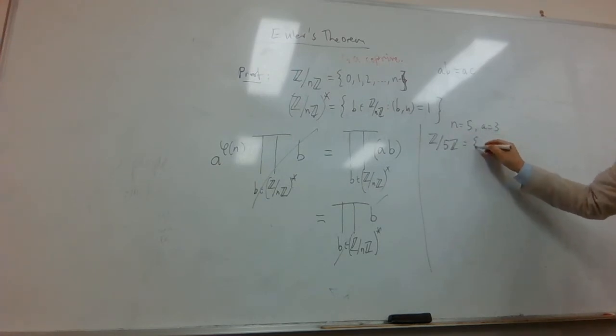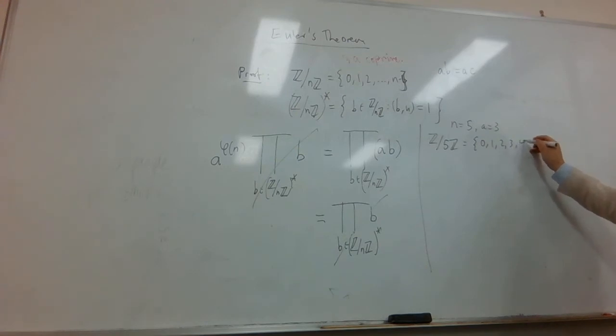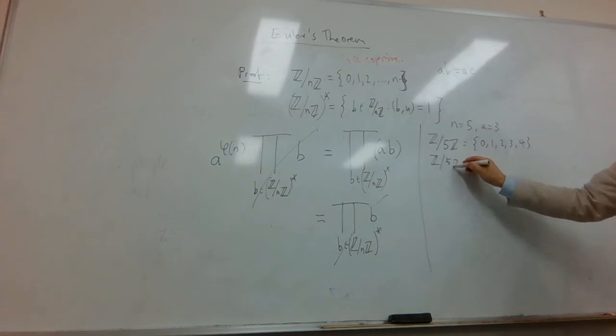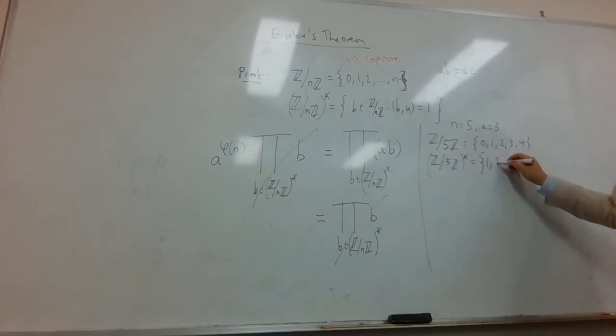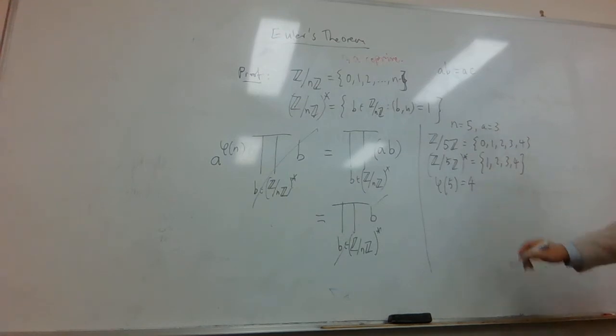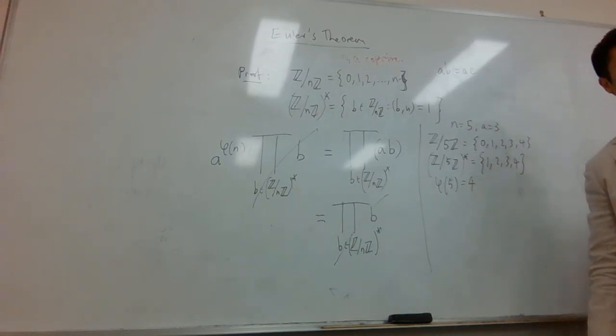What does it mean? It's 0, 1, 2, 3, 4. When you put the star on it and you just want the co-prime ones, you just lose the 0. Yeah. And phi of 5 is equal to 4. Oh, I get it.